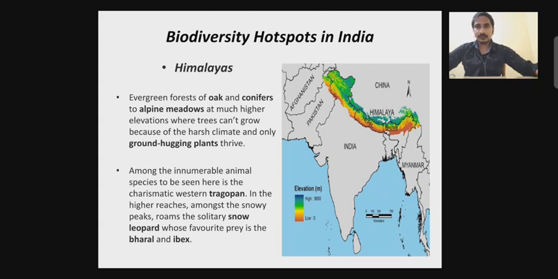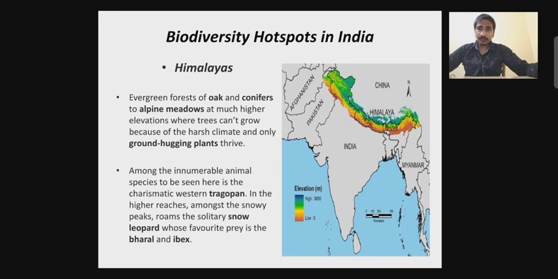Mostly the Himalayas region contains evergreen forests of oak and conifers to alpine meadows at much higher elevations, where trees can't grow because of the harsh climate and only ground hugging plants thrive. If we increase the elevation, if you go to the height of the Himalayas, we will find the number of trees reducing. The height of the trees is reducing to ground hugging plants, due to the adverse climatic conditions prevailing in that particular area.